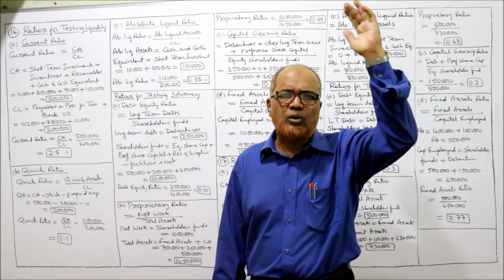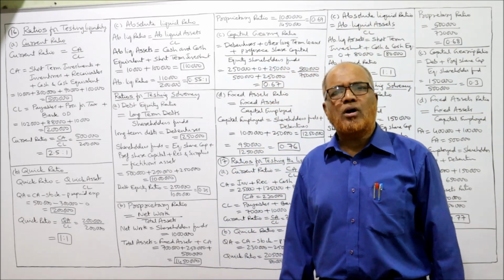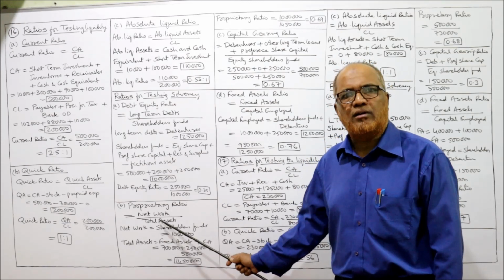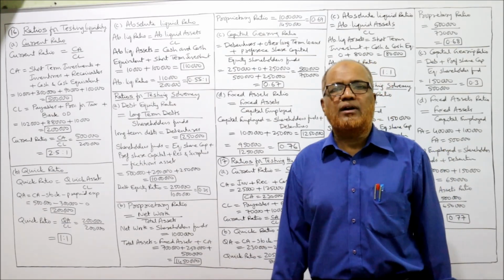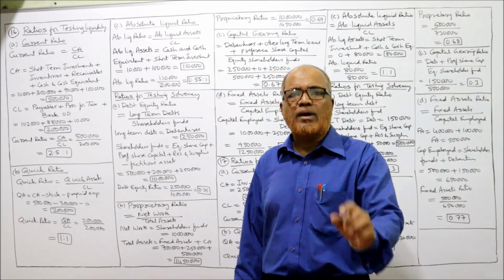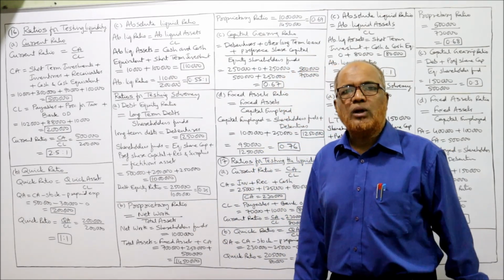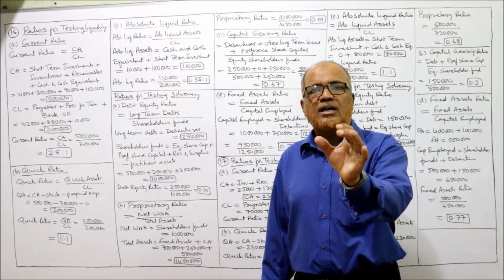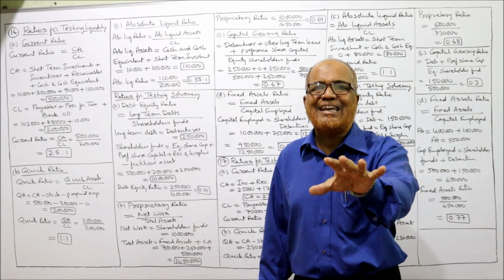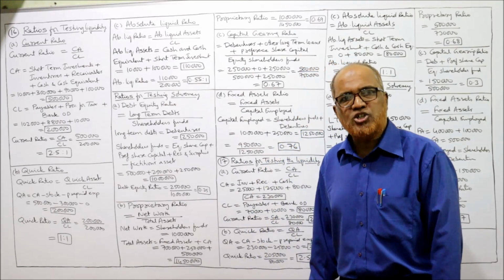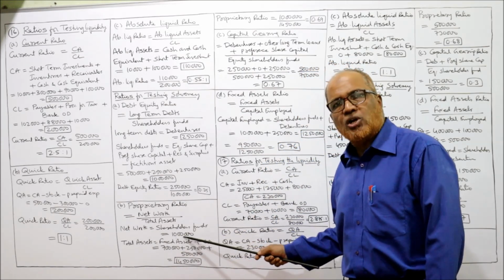The business can go on for a long period of time because the debts are below 50% of the shareholders fund. Next one, proprietary ratio. The formula is net worth by total assets. How much percentage of total assets is financed by shareholders fund? Net worth means shareholders fund.